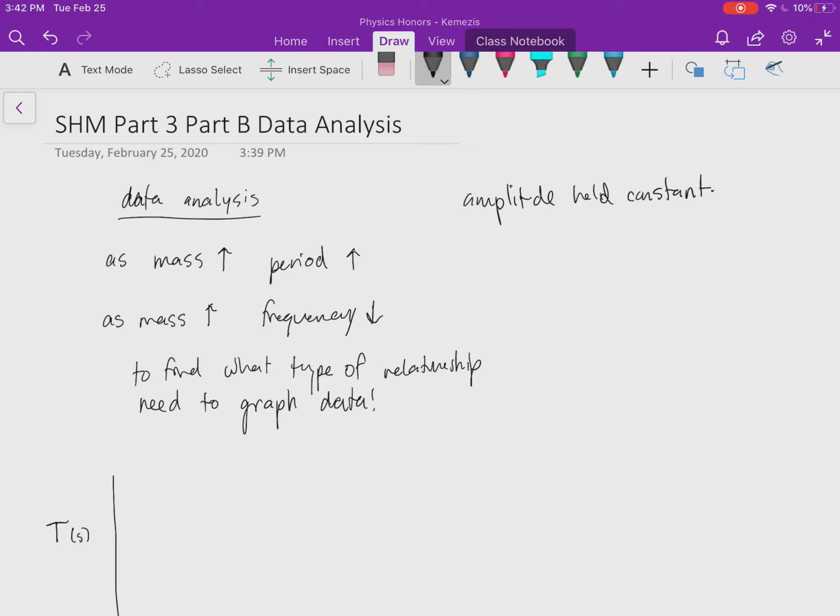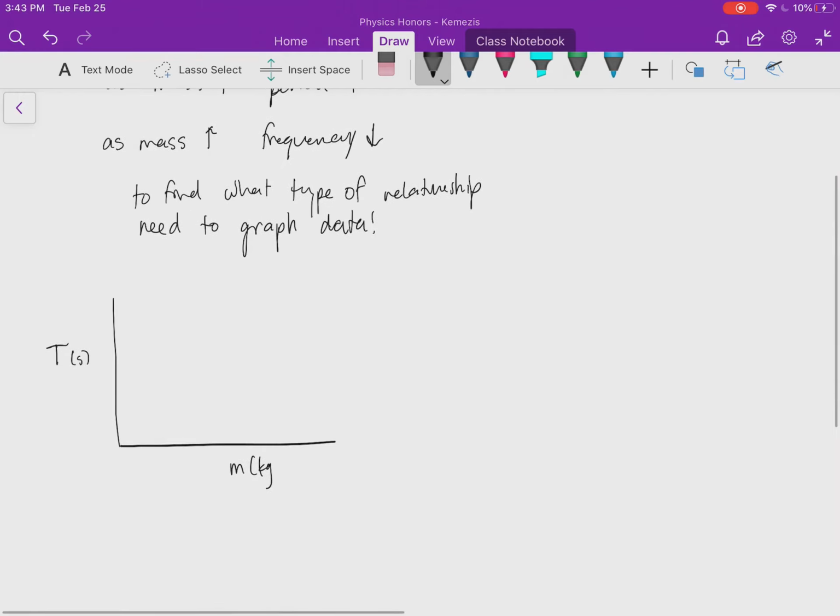Okay, so now, when you're looking at this data, it's really easy with our eyes to try to find linear relationships, but we can't just assume things are linear, so we need to graph our data. And that's what we were doing here. We were graphing period on the y-axis versus mass on the x-axis. And you were asked to fit with a linear line of best fit and fit with another line of best fit and try to deduce your way to what this relationship should be.